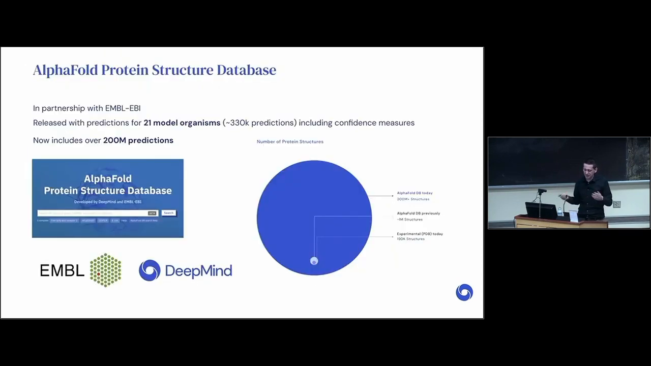Now, we've released it, and of course many of you have used the protein structure database. We released with about 330,000 predictions, one per protein code, the longest isoform, I think, on 21 model organisms. We now included 200 million, so almost everything in UniProt. Now, there are, of course, predictions. They're at scale.